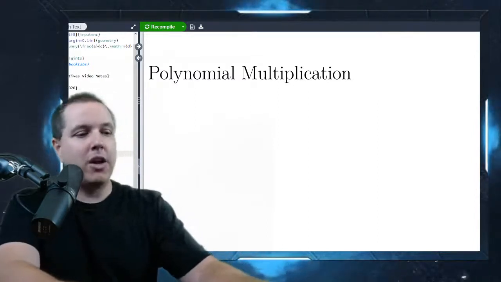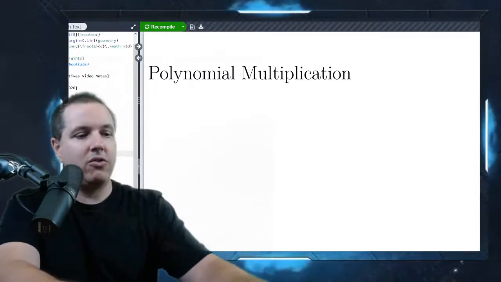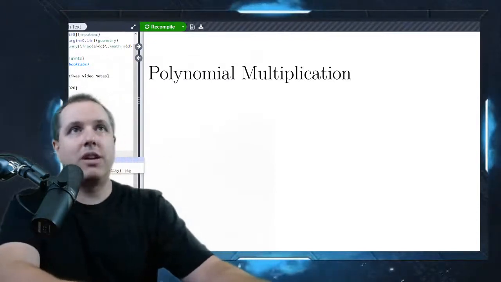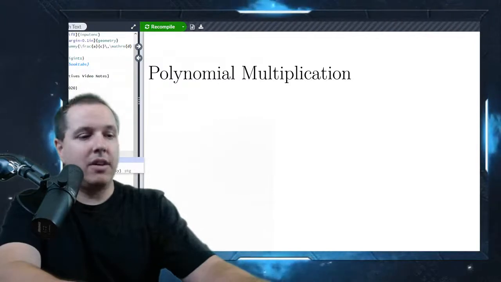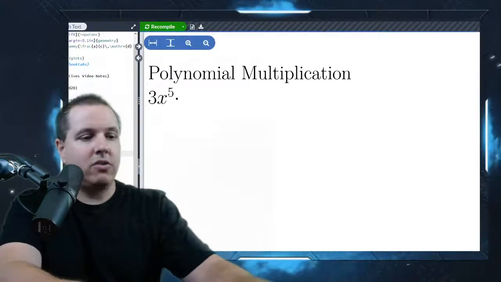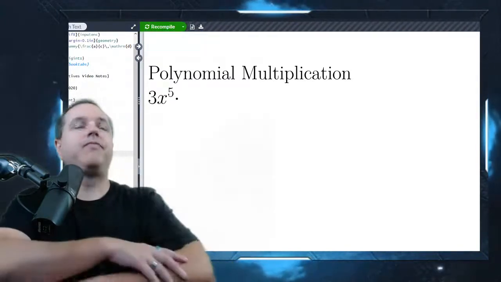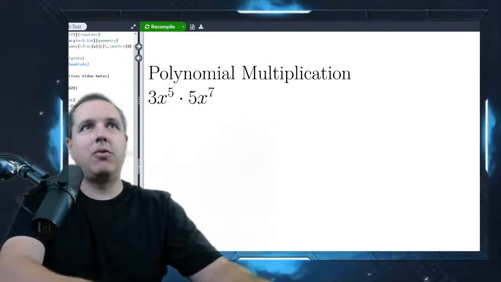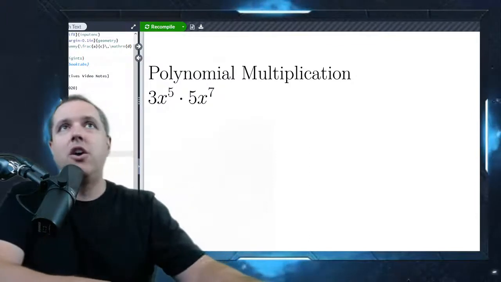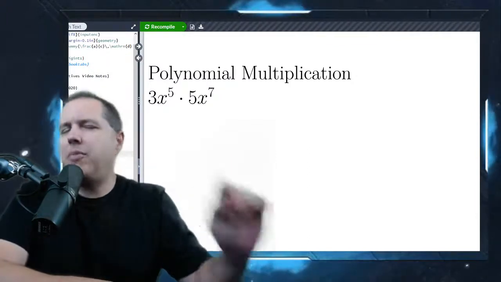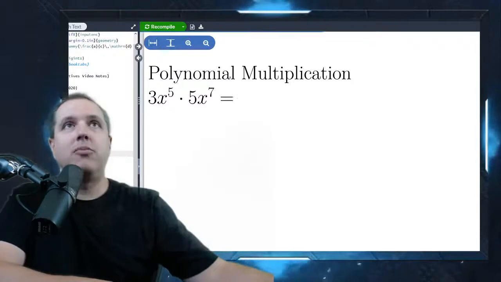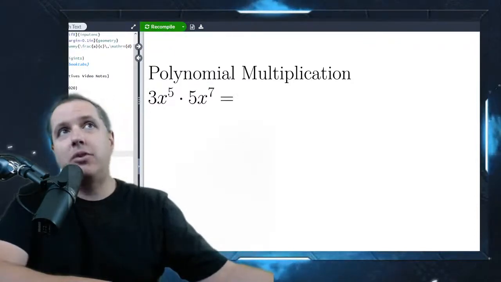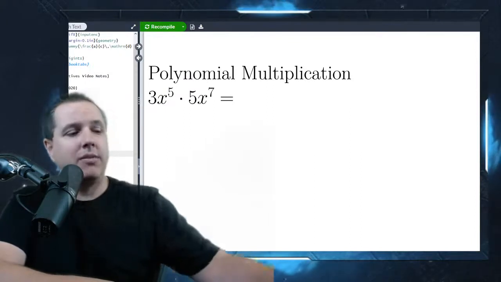So let's say I have 2 monomials. Let's take 3x to the 5th times, and I'll just put the dot here since we're focusing on that, times 5x to the 7th. I think we maybe looked at this a little bit last time, but we'll go over it since we're setting the stage here. Okay, so I want to multiply these together. So what do I have? Well, I have 2 numbers I can multiply. 3 times 5 is 15.